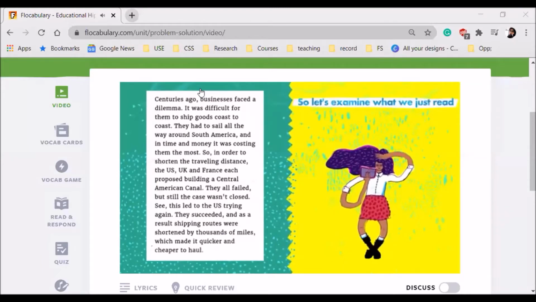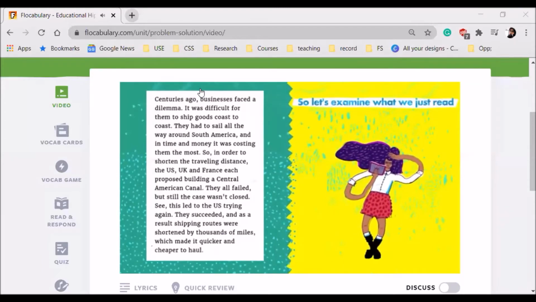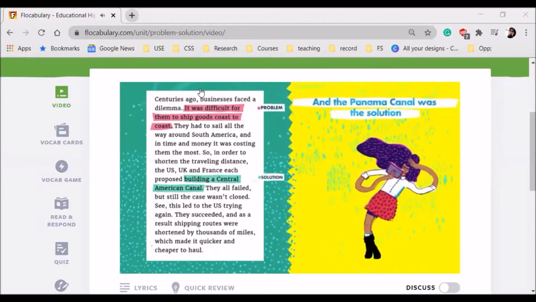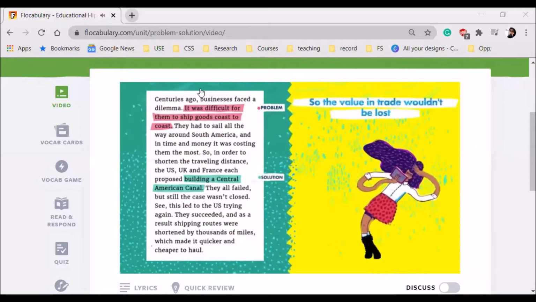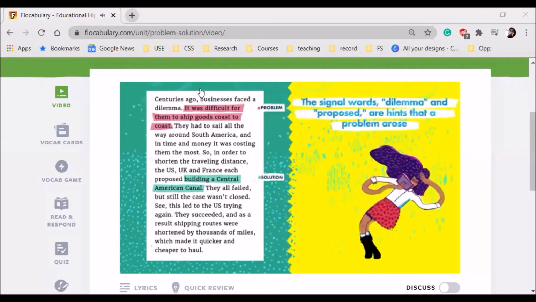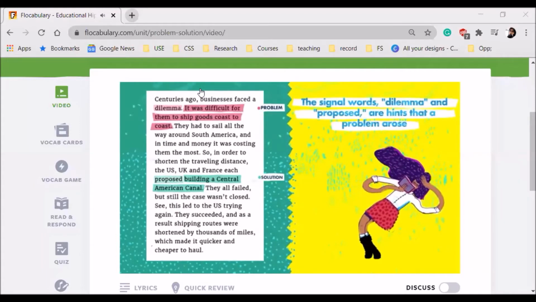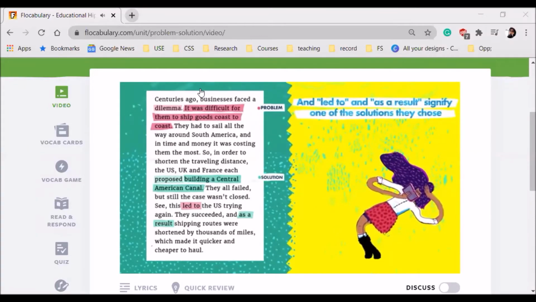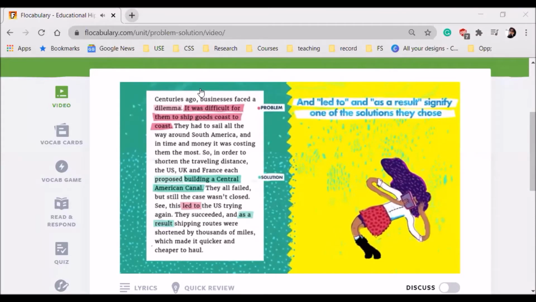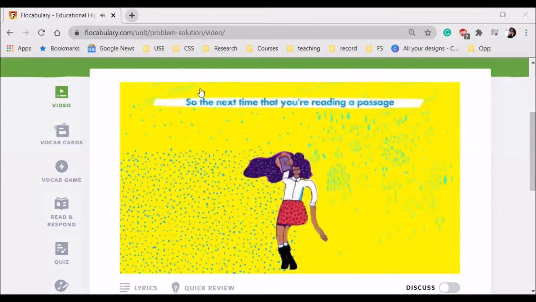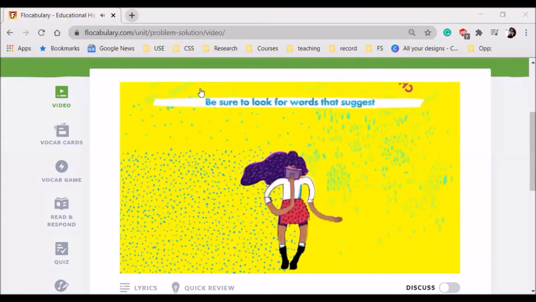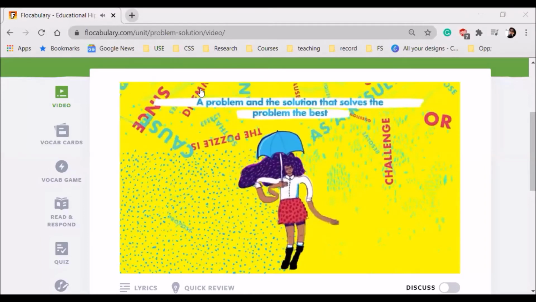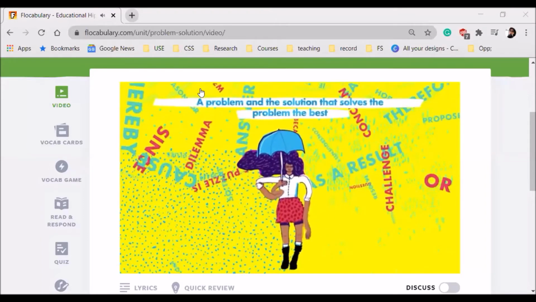So let's examine what we just read. The problem was the time and the cost, and the Panama Canal was the solution. So the value in trade wouldn't be lost. The signal words, dilemma and proposed, are hints that a problem arose and led to, and as a result, signify one of the solutions they chose. So the next time that you're reading a passage, be sure to look for words that suggest a problem and the solution that solves the problem the best.